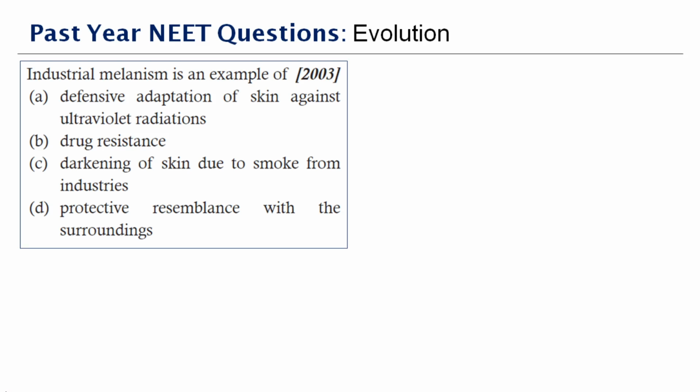Industrial melanism is an example of dash. I think this is a repeated question because we already discussed it in the earlier parts of this chapter. You remember I gave you an example of the moth, where the gray colored moth becomes darkened. I think the same instance falls here.